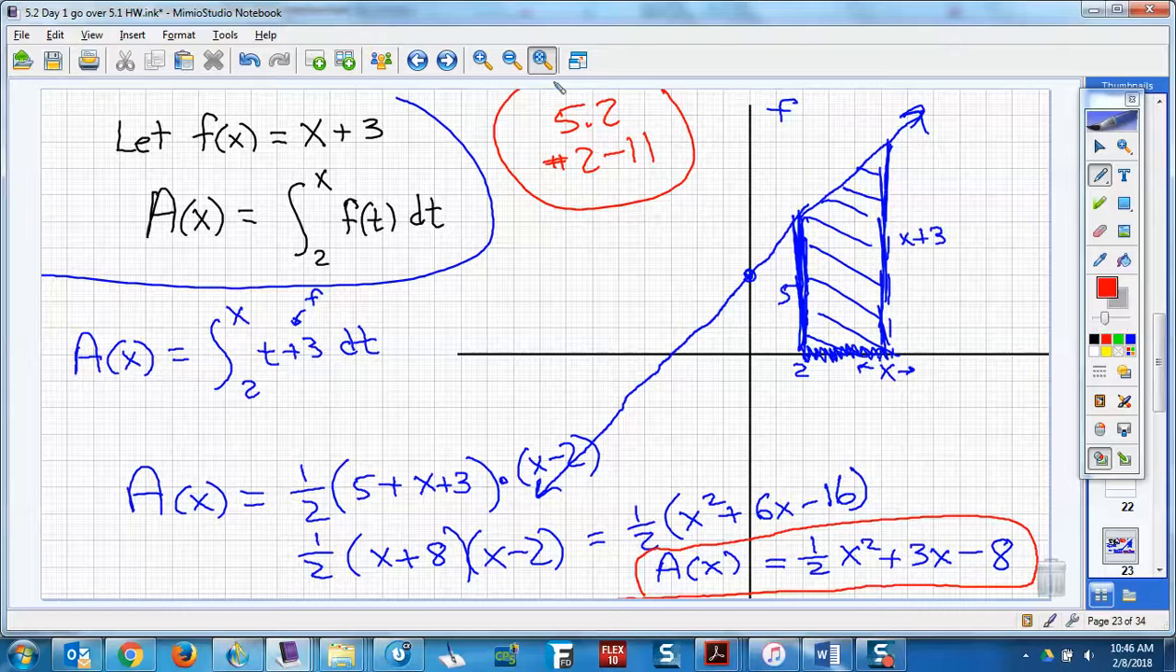And Cody says, are we going to be able to find the c rather than have to do all this? And for sure we're going to be able to, right? That's why it's going to be so important to do antiderivatives. That's why we have a gateway test coming up. But 5.2, 2 through 11.